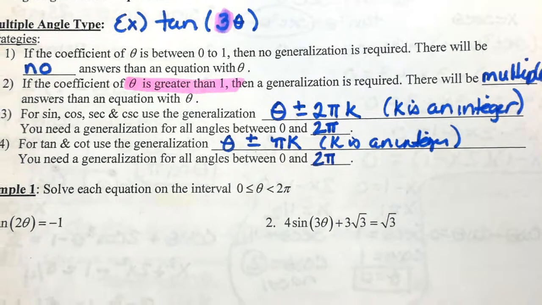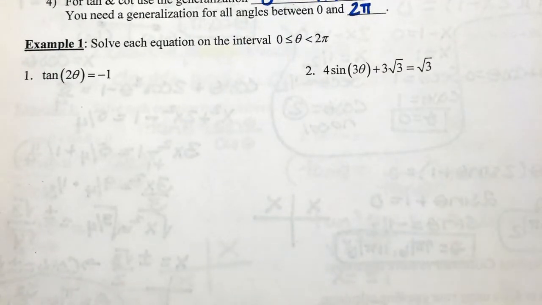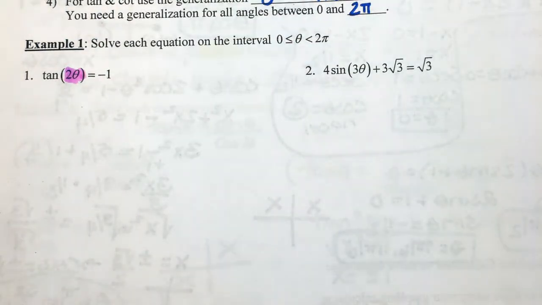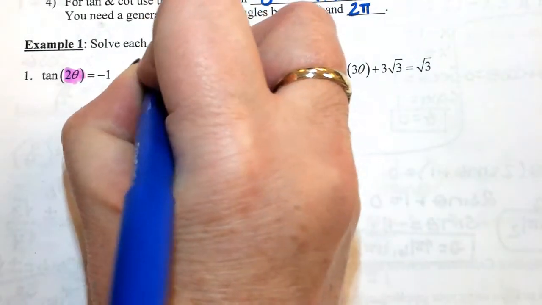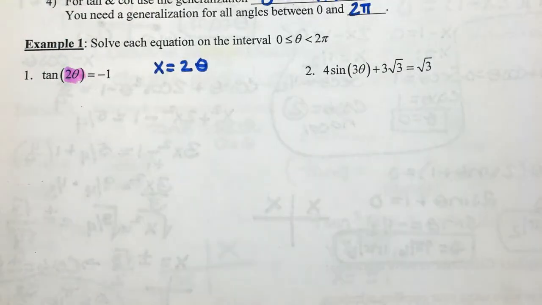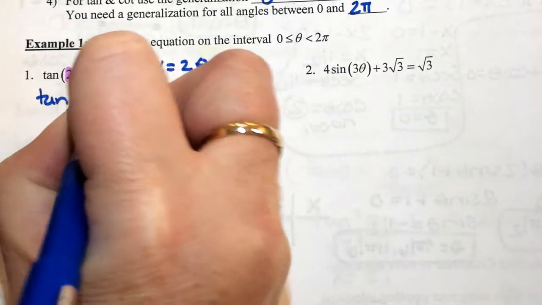Okay? So let's take a look at how we're going to do these generalizations. We have the tangent of 2 theta is equal to negative 1. Right away, you see that you have a coefficient in front of theta. To start this problem, we're going to do a substitution. Let's take out that 2 theta for a moment, and just look at this as the tangent of x is equal to negative 1.